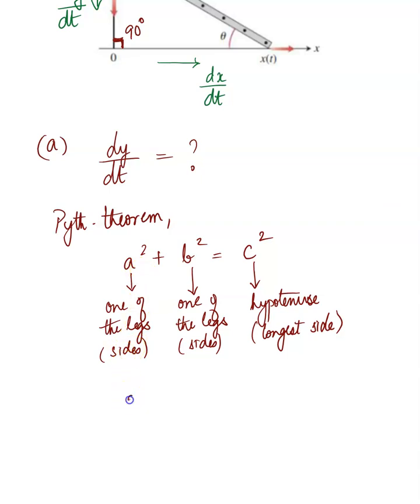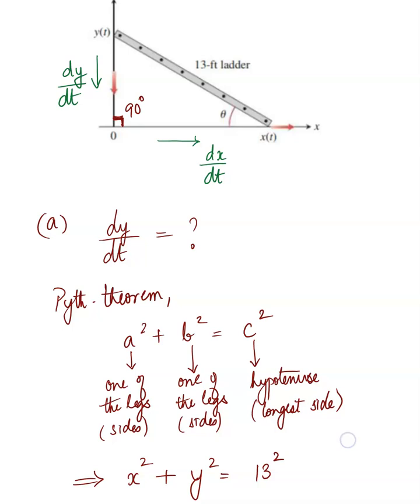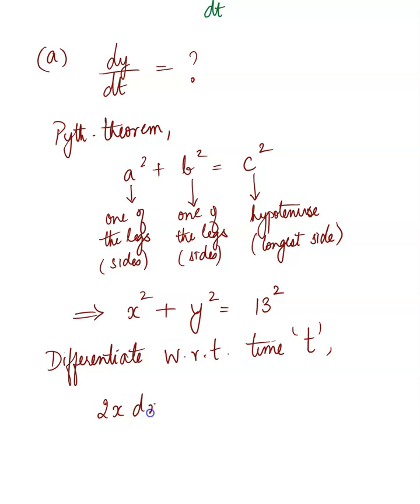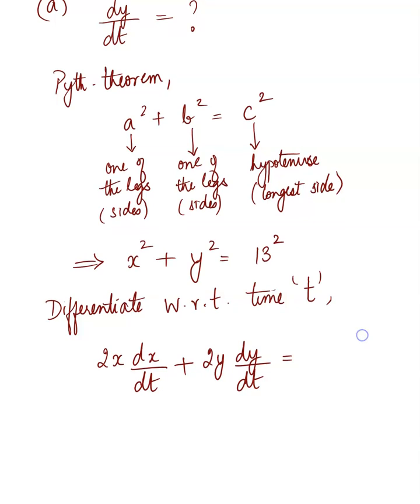So coming back here, any one could be the x and the other one could be y. So x squared plus y squared equals 13 squared, because my c, the hypotenuse, is the ladder, and the ladder is a fixed length. So that's 13 squared. Now we're ready to take the derivative. So I'll say differentiate with respect to time t. So it's going to be 2x dx over dt, implicit differentiation again, 2y dy over dt. And this is a constant. Don't even worry about finding 13 squared, because the derivative will be a 0.